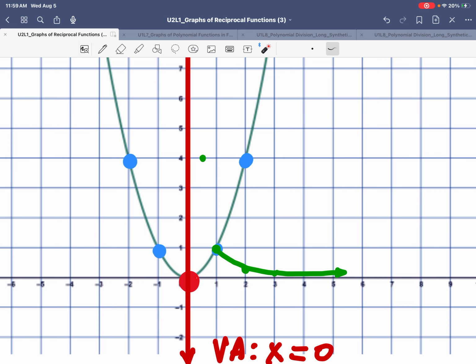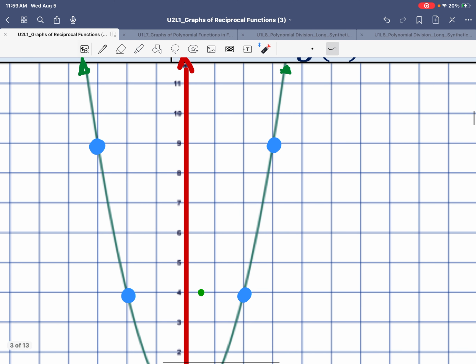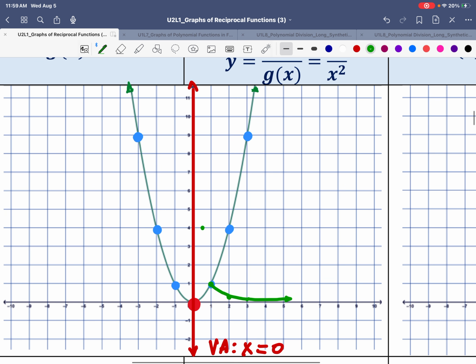Similarly, when x equals, for example, 1 over 4, we're going to have the y value 1 over 16. So the reciprocal of 1 over 16 will be 16. So we're going to go all the way up here. So if we were to continue drawing this curve, this is what you would see. As you can see, the graph will approach the vertical asymptote without touching it.